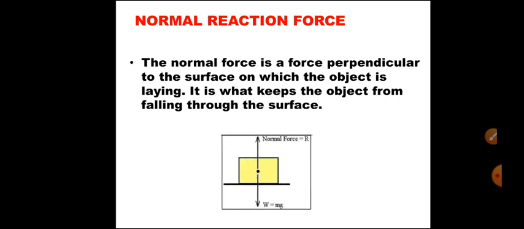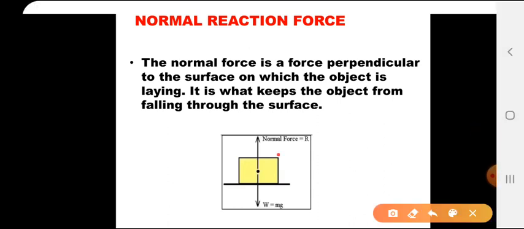You can see in this diagram the weight of this object is acting in a downward direction, then this weight is balanced by another force which is applied on that object in an upward direction, which is called the normal reaction force.